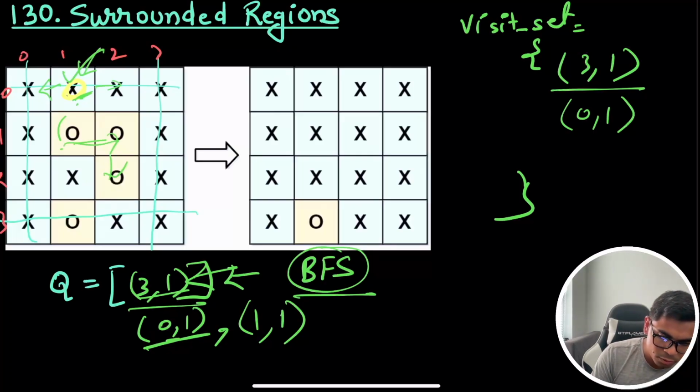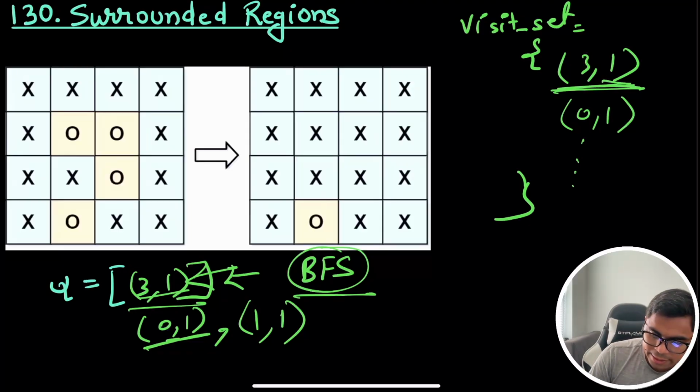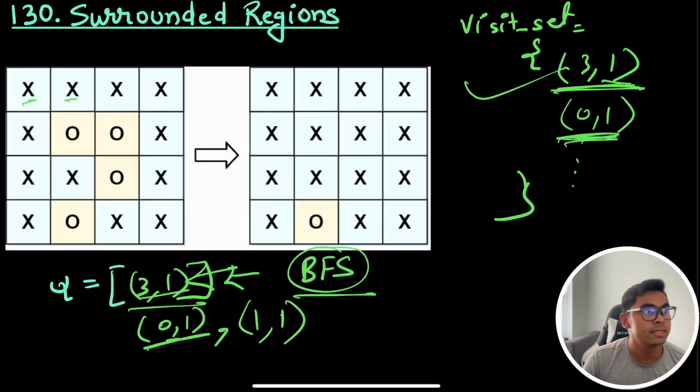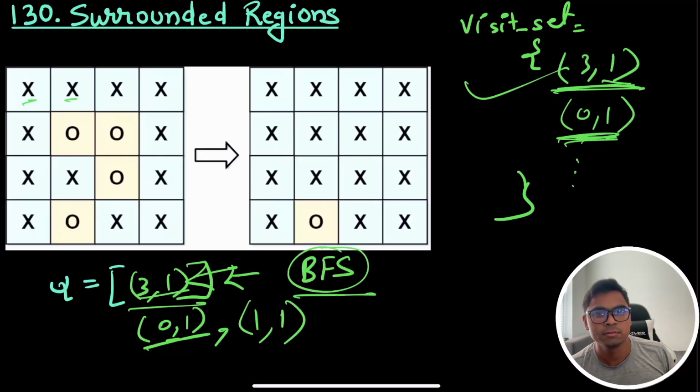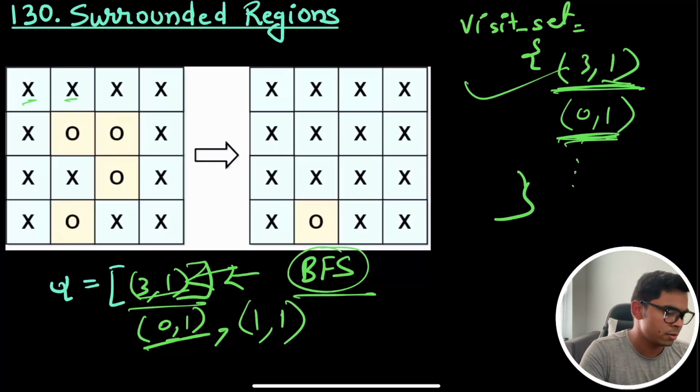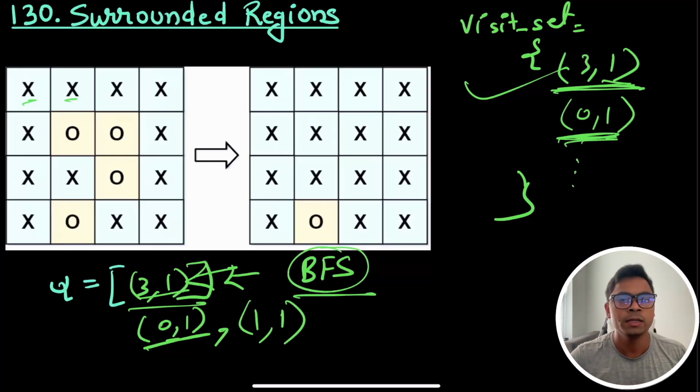So we'll add all of them to my visit set, and finally I'll go through this entire board, and if any cell address is present in my visit set, then I will keep that as O, and everything else I will fill with X. So that is another way of doing this problem. Let's dive into the code. I don't think there is anything super complicated about this problem, so we will directly jump into the solution.